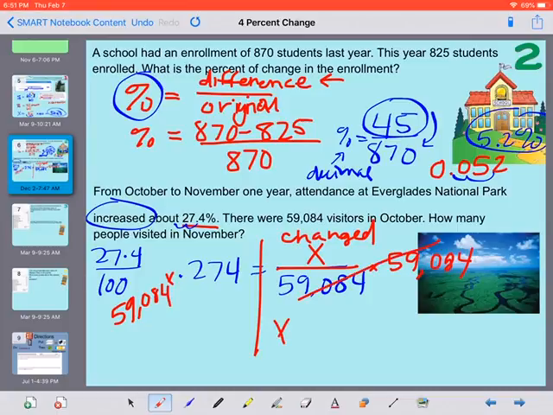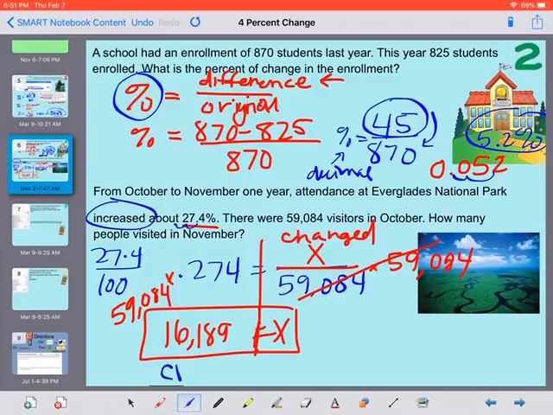So those eliminate. And the amount that our population is changing, 59,084 times 0.274 is 16,189, and there's a 0.016, but if we're talking about people, we'd round that to the nearest whole number, which is 16,189. So this is how much the population changed.